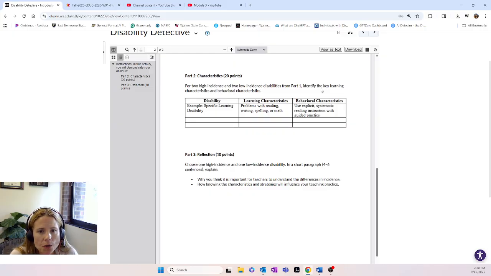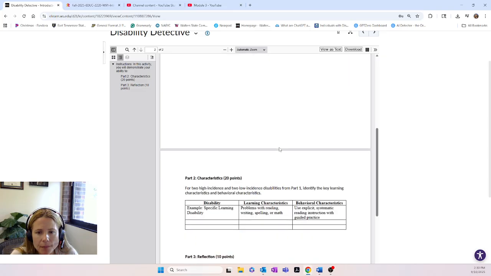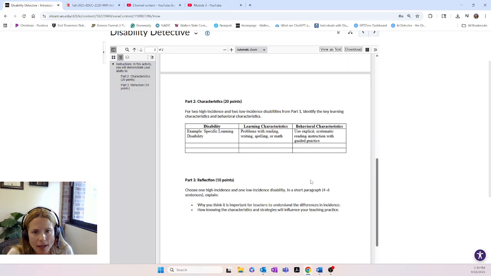Now, Part 2 is worth 20 points. What you're going to do is choose 2 high incidence and 2 low incidence disabilities from Part 1, so 2 from here, or from the textbook. And you're going to identify what those key learning characteristics and behavioral characteristics are. I put an example here for you. Let's say one of them I chose was specific learning disability. You're going to look at and name those learning characteristics.